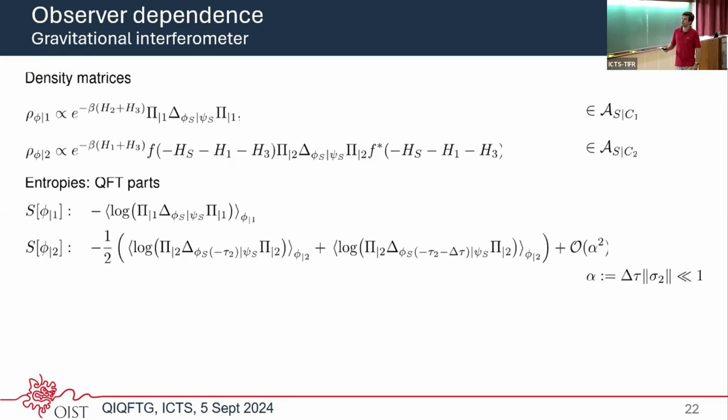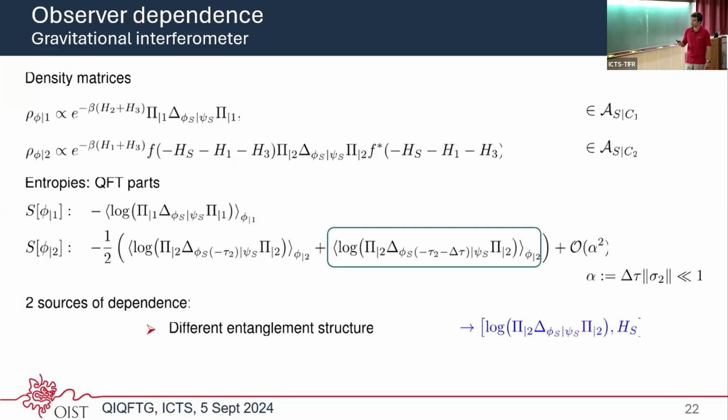But because of these wave functions here, for observer 2, it will look much different. Namely, you have these two terms, one where you have evaluation at minus ∆2, and the other where you have this modular Hamiltonian with the QFT state at minus ∆2 minus delta tau. So you have two contributions. And so in this case, you can consider two sources of observer dependence. Namely, you have a different entanglement structure. This term here can be recast as a commutator between the modular Hamiltonian and the log of this projected modular operator.